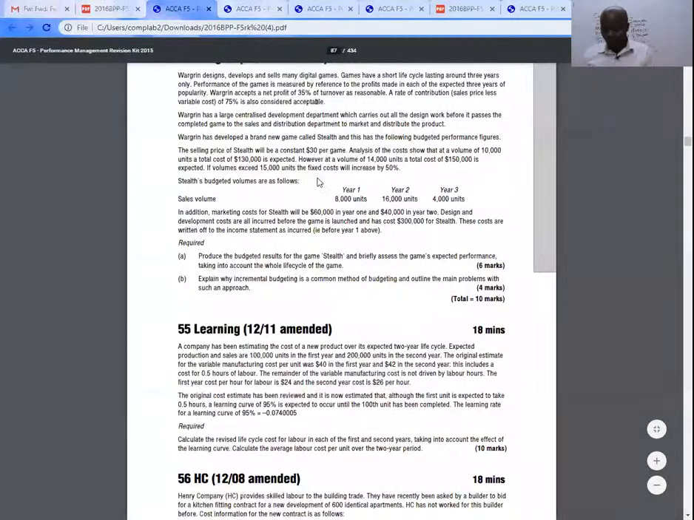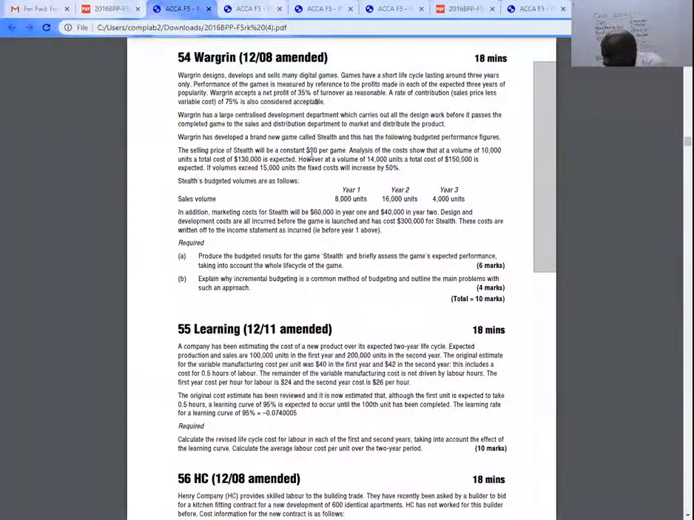Now, so here the catchword is just one. They have told us the selling price of the steel will be constant at $30 per game. Analysis of the cost shows that at a volume of 10,000 units, total cost will be 130,000. Please underline the words total cost. However, at a volume of 14,000 units, total cost of 150,000 is expected.